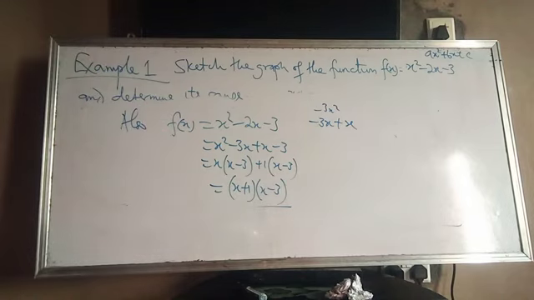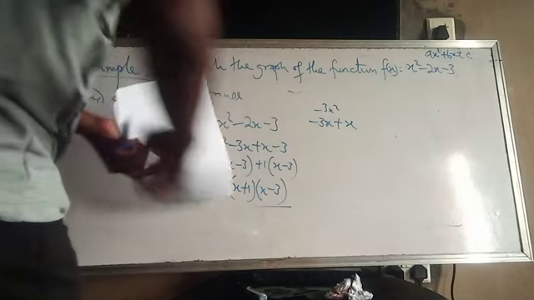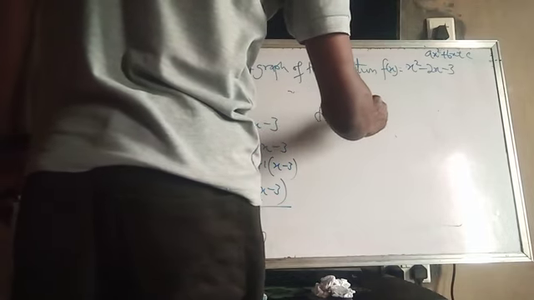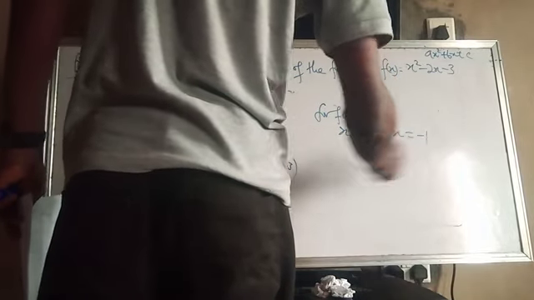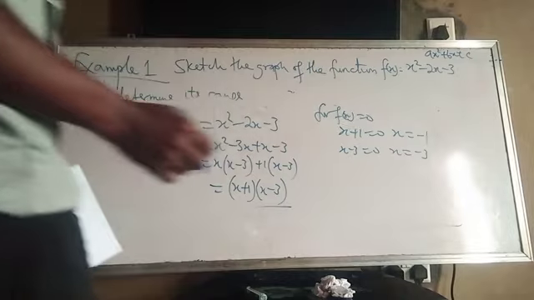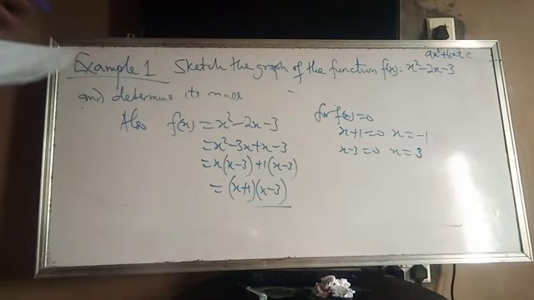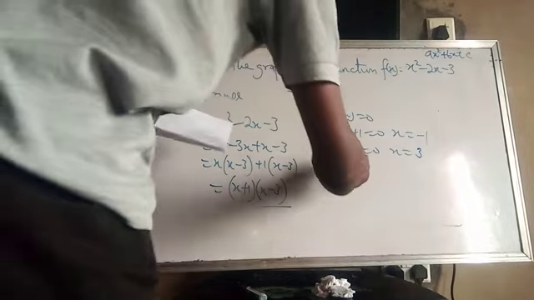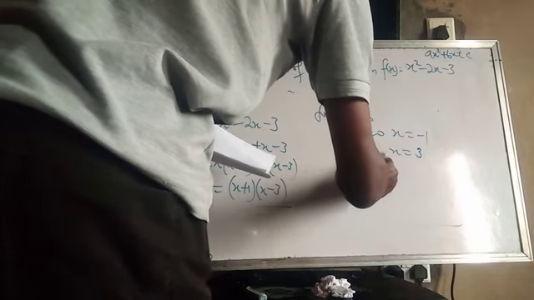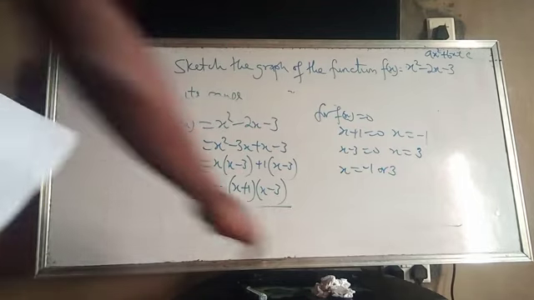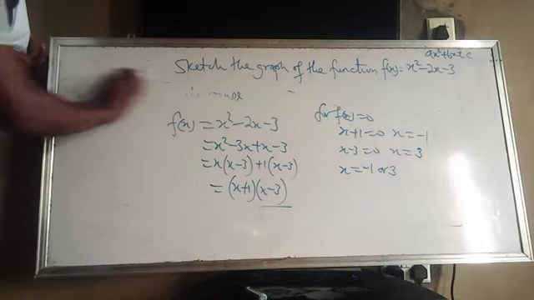So now we have factorized that expression. For f of x equals 0, we have x plus 1 equals 0, x equals minus 1. Then x minus 3 equals 0, x equals plus 3, sorry. x equals 3. Okay? Now we have gotten that. That means x is equal to minus 1 or 3. What is the meaning of this now? Fine. Let's write what this means.